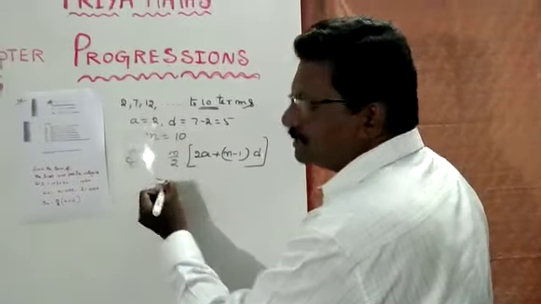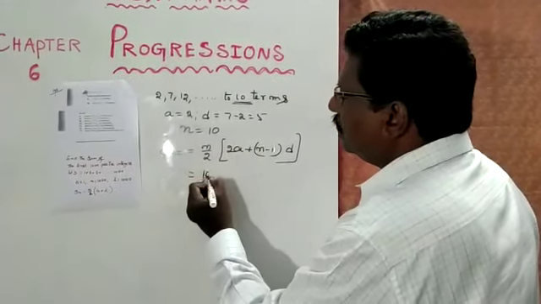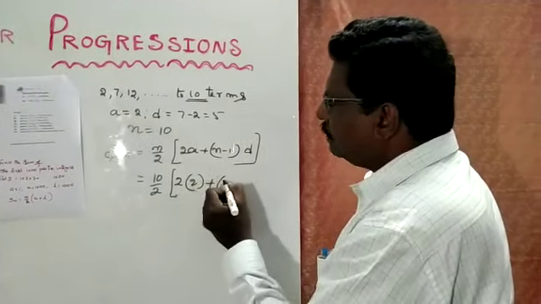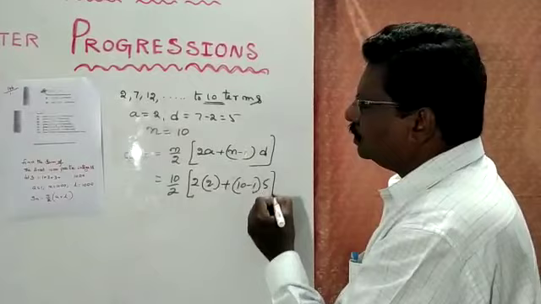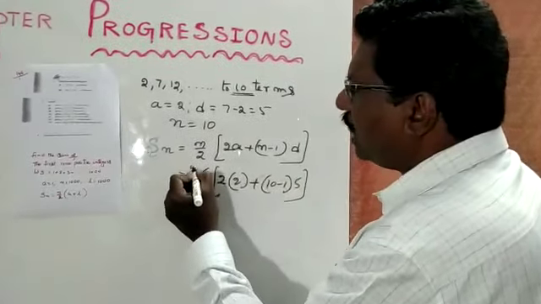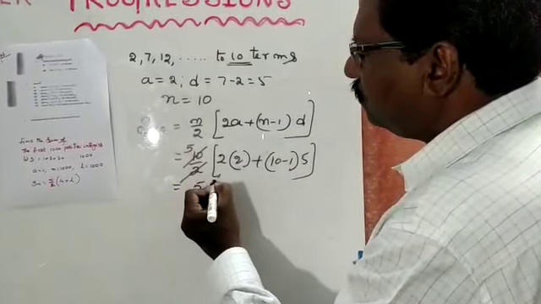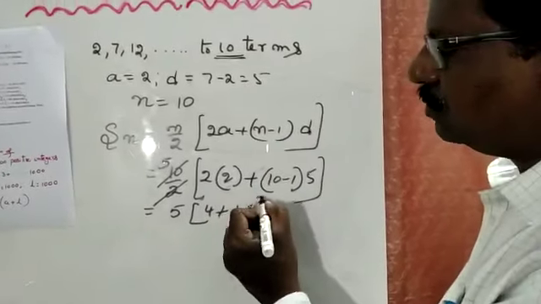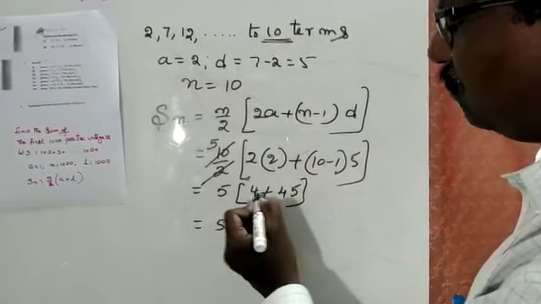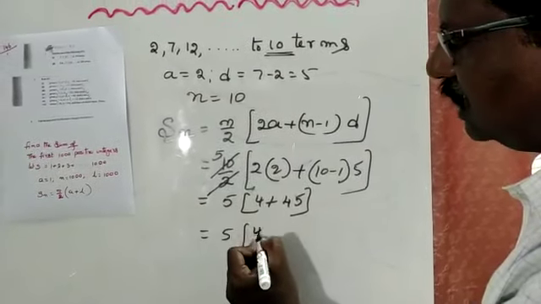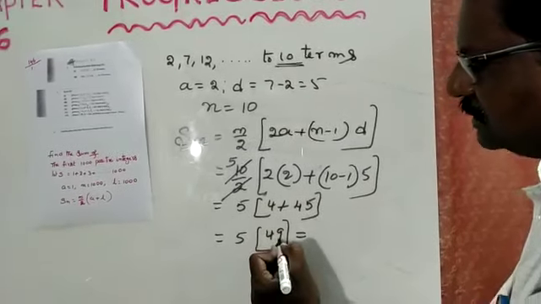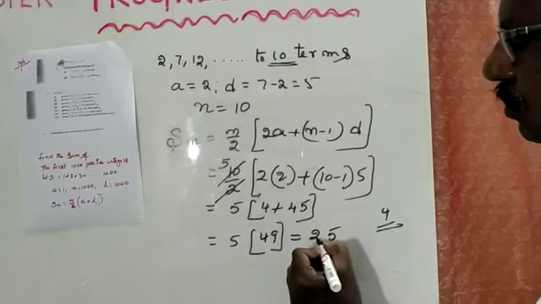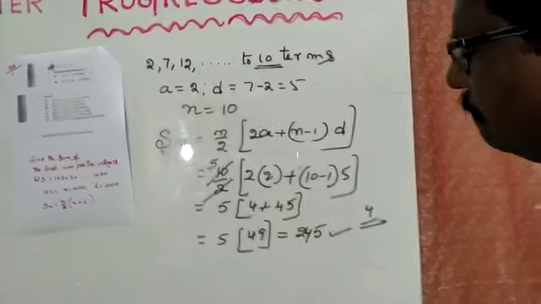Don't forget it. Sn is equal to, n means how much? 10. 10 by 2 of 2a means 2 times 2, plus 10 minus 1 into d means 5. Put in bracket. The 2 will be cancelled, 5 times. 2 5s are 10. 5 of 2 2s are 4, plus 10 minus 1, 9 5s are 45. Don't forget it. 4 plus 45, 49. Multiply with 5. 5 9s are 45, carry 4. 5 4s are 20, 20 plus 4, 24. Okay, students, this is the sum of the n terms.